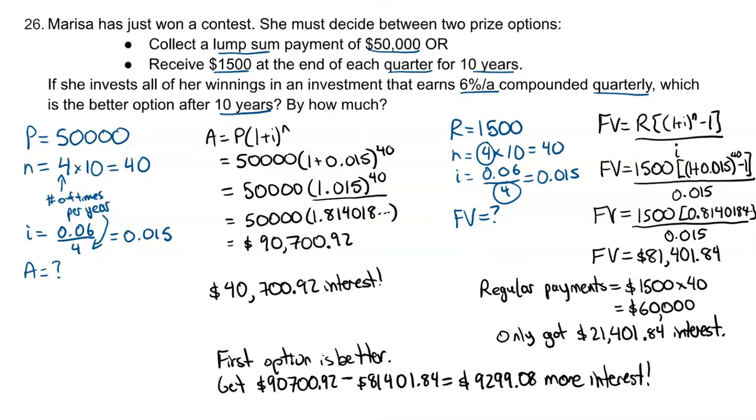The power of compound interest with a big upfront payment is super powerful for you. But regardless, she's still getting a lot of interest by using the other option. But if she had the money up front, it would have been a better option. So Marissa should have chosen the lump sum payment of $50,000.